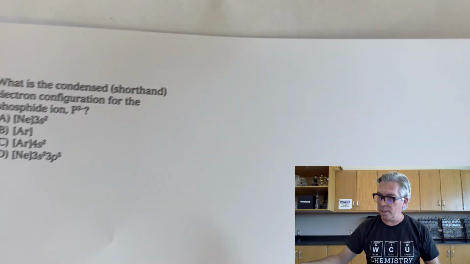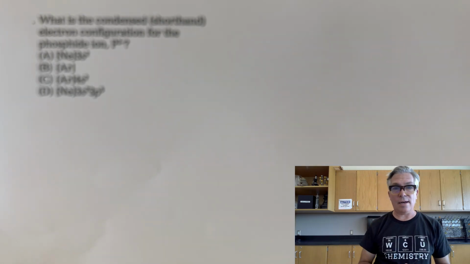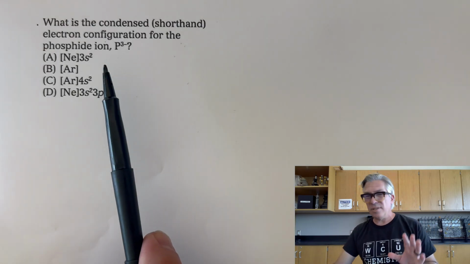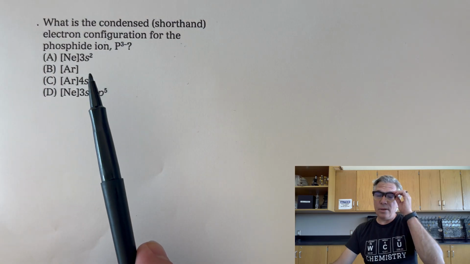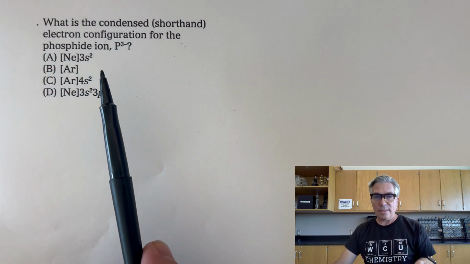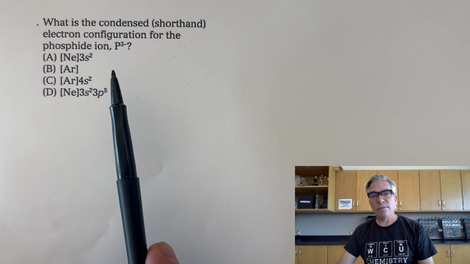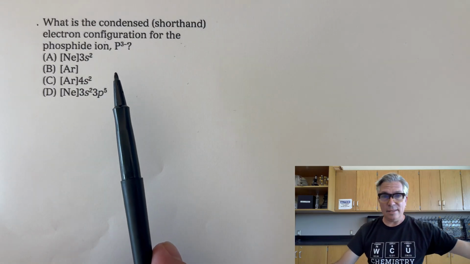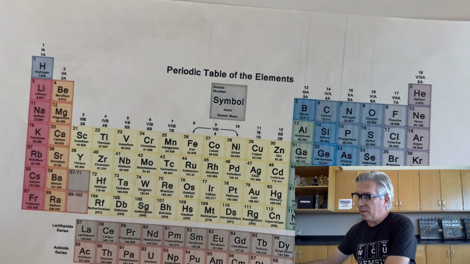All right, 3 quick multiple choice questions. Here we go. What is the condensed shorthand electron configuration for the phosphide ion P3-? So this is kind of a 2-step process. You have to go back and say, what's the original configuration of phosphorus going to end in? Where is it stopping at?